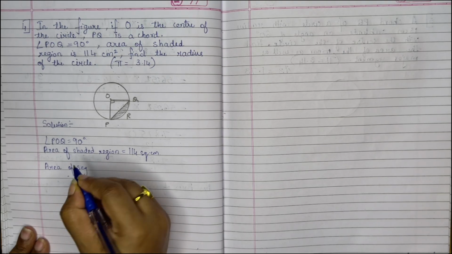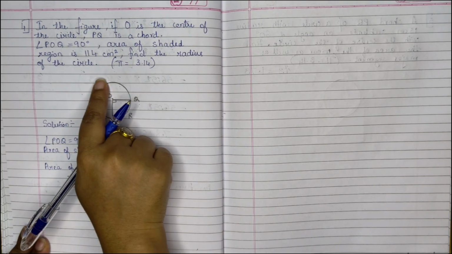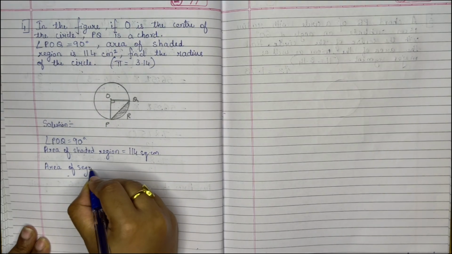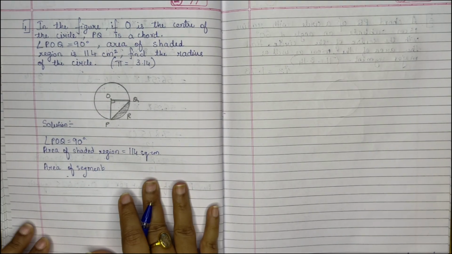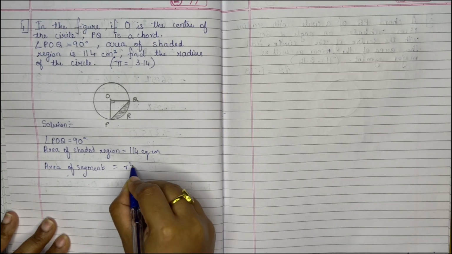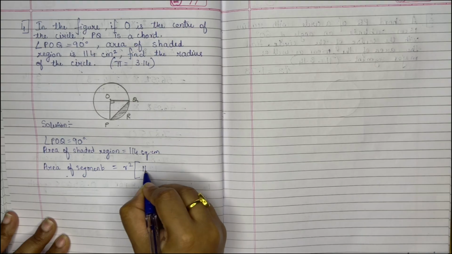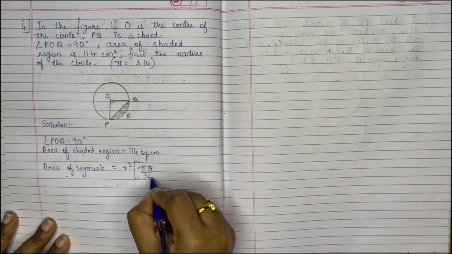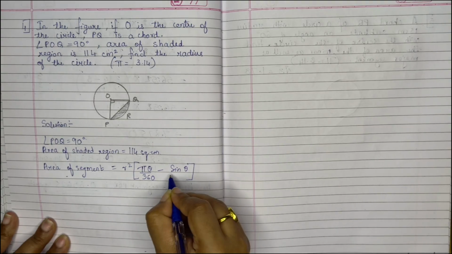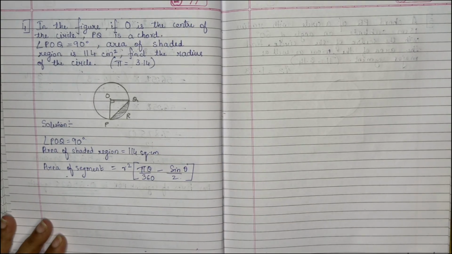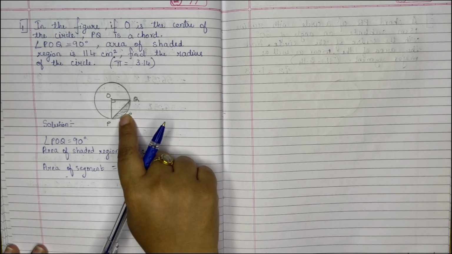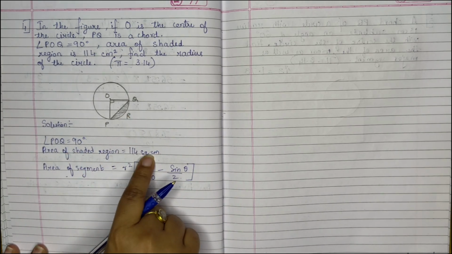Area of segment, you have to find the radius of the circle. So we will use the same formula, area of segment is equal to r square, pi theta upon 360 minus sin theta upon 2. Understood? We will write the formula. Now see, area of the segment, that is the shaded region. Area of the shaded region is given, 114.